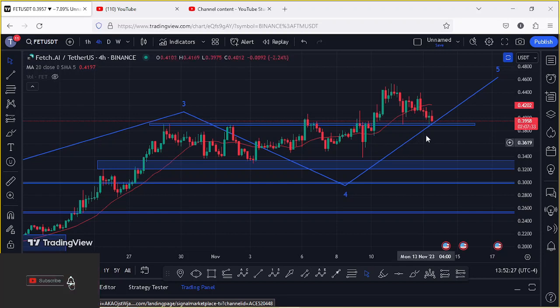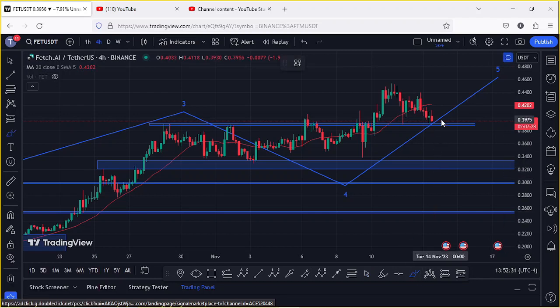At the time of this recording, Fetch AI is holding below the 20-day MA here on the 4-hour chart, which is now acting as resistance. We are also holding above a significant area of support at around the $0.39 mark, which is now acting as support for us to continue gearing up.